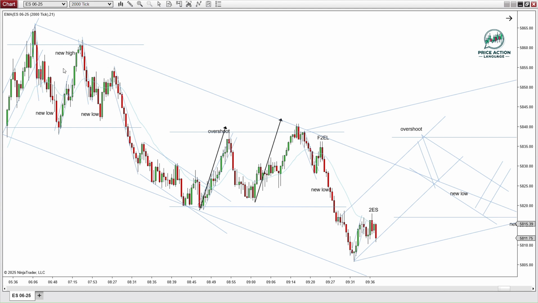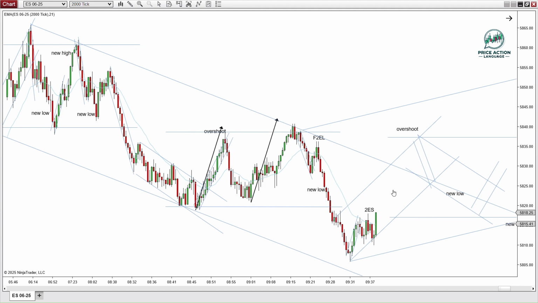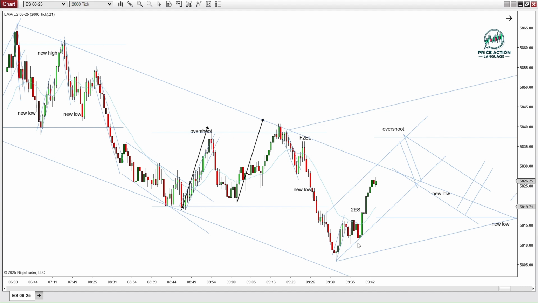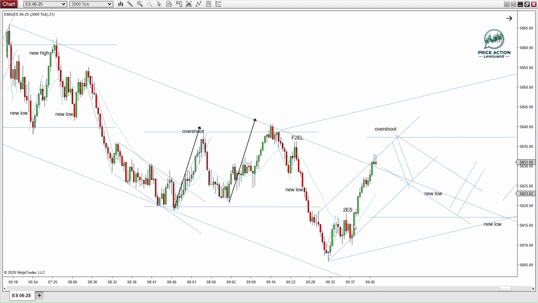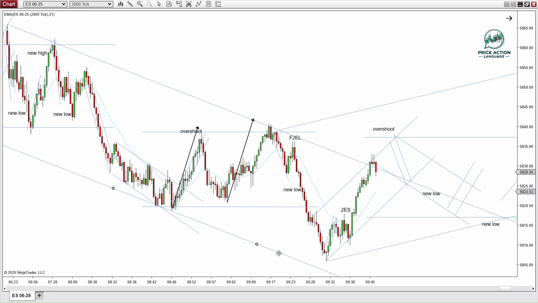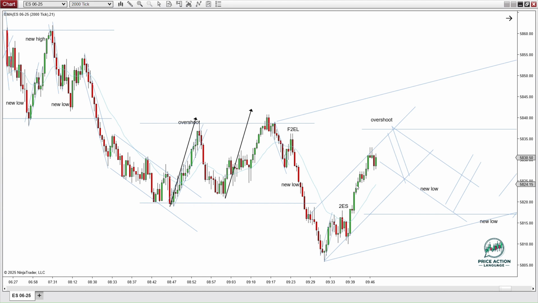This is a nice second entry short. And I had this wider downtrend in play when I was watching this live. But you can see prices eventually retraced up and started pushing higher. So when we started pushing like this, I went ahead and deleted this wider downtrend. And I'm starting to play this wider uptrend like this here.